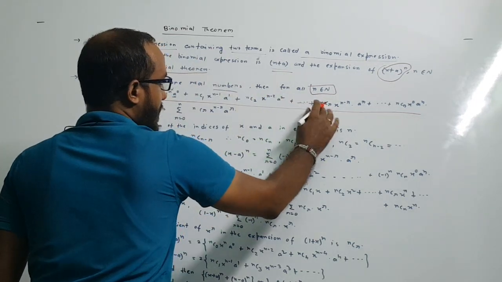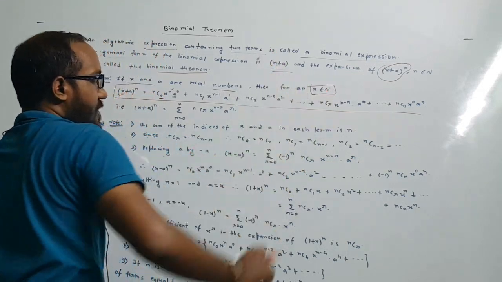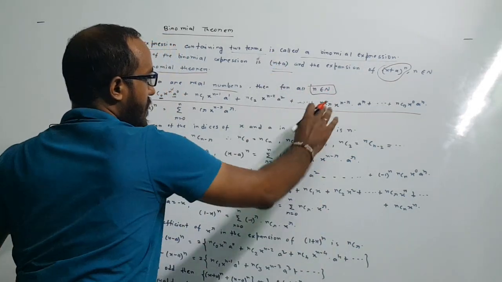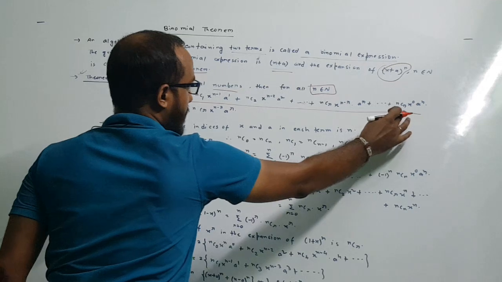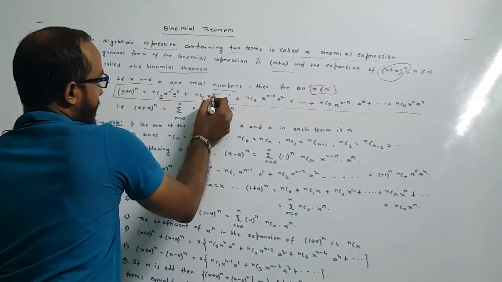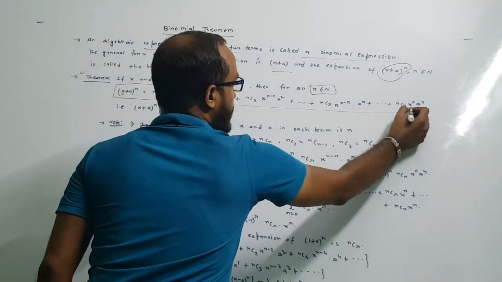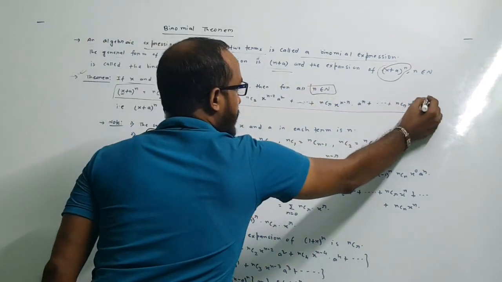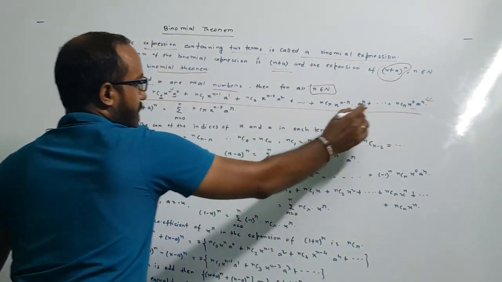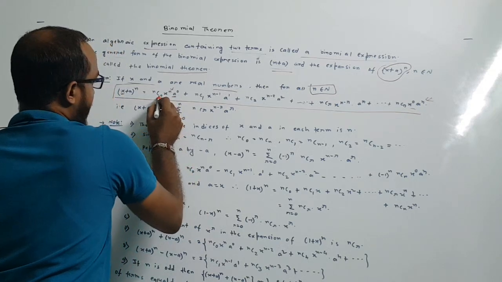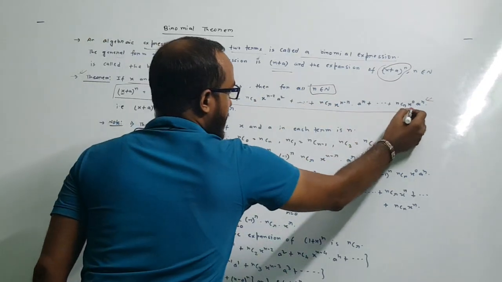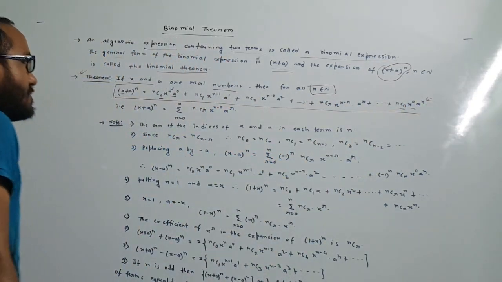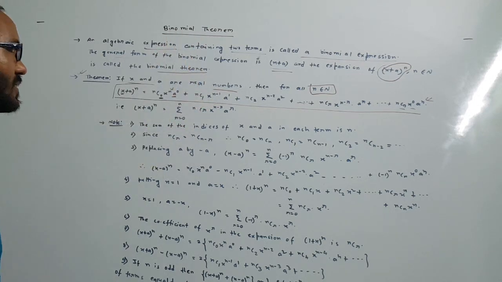In this way, we can say that our general term would be nCr, x to the power n minus r, a to the power r. The last term: see, the power of x goes down to 0, and the power of a goes 1, 2, 3, 4, 5, up to n. So nCn, x to the power 0, a to the power n. This is your binomial theorem.